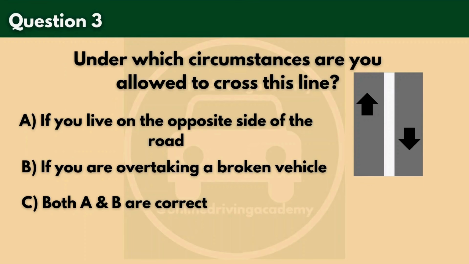Question 3, under which circumstances are you allowed to cross the line? Right? Again, solid white line, 2 lanes going in opposite directions. So is it option A, if you live on the opposite side of the road? We know that's correct. Is it option B, if you are overtaking a broken vehicle? Again, that is correct. Or is it option C, both A and B are correct? Correct answer will indeed be option C. Both A and B are correct.